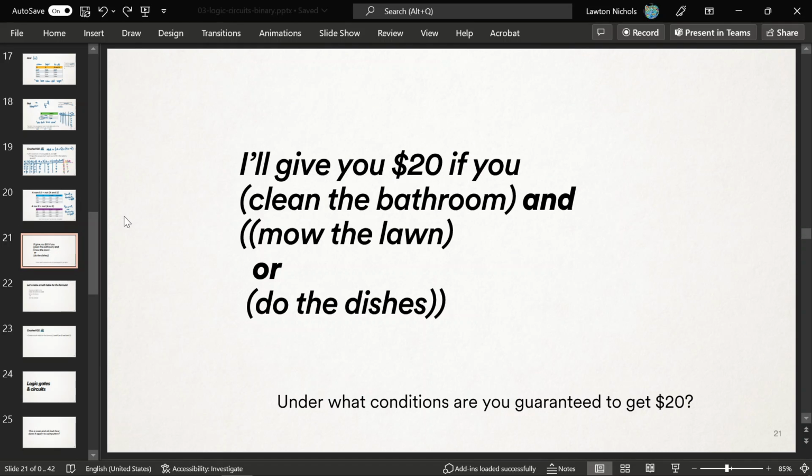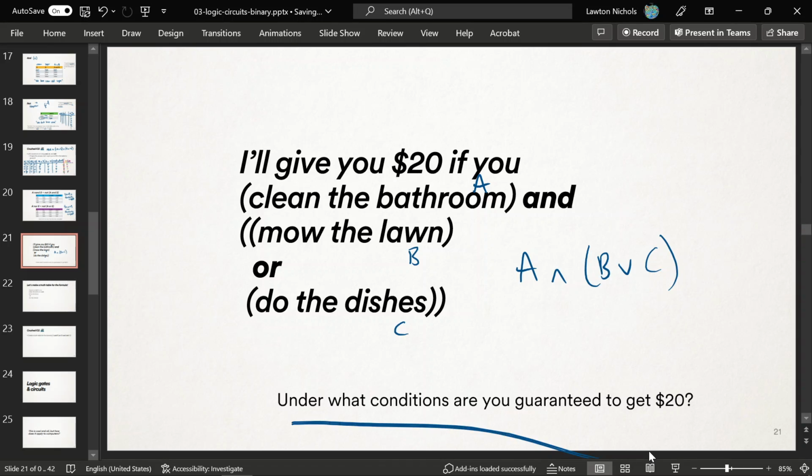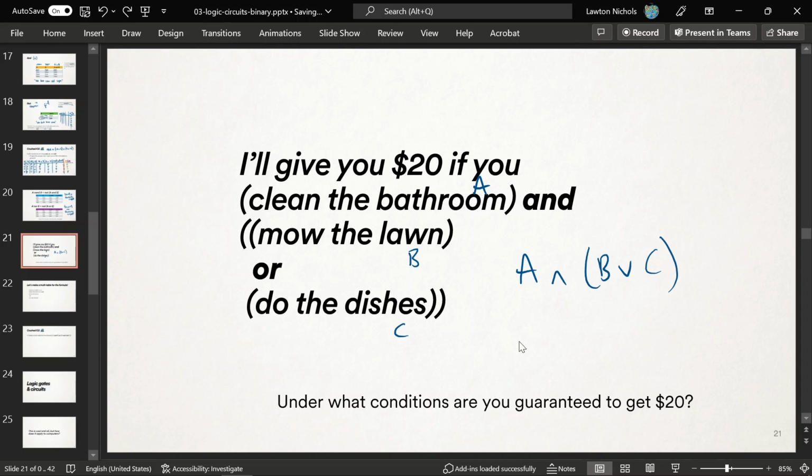But here's a statement that we could try and prove or disprove, right? So you can call clean the bathroom A, you can call mow the lawn B, do the dishes C. This is essentially, we're getting $20 if A and (B or C) is true, yeah? And we would like to figure out the minimal amount of work that we could do to get $20, right? Because we are human. So under what conditions are you guaranteed to get $20?